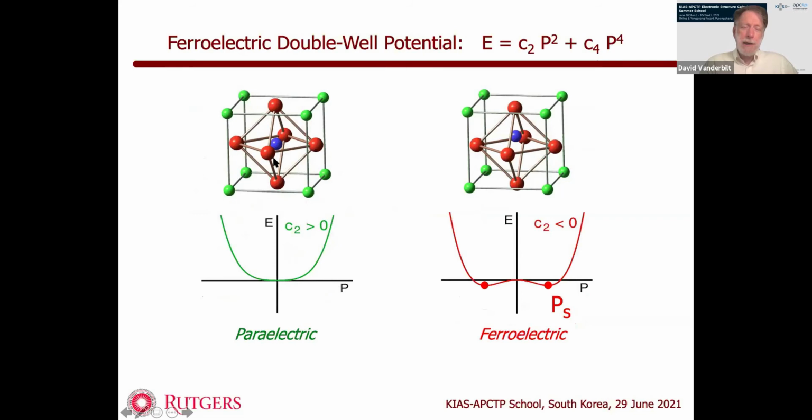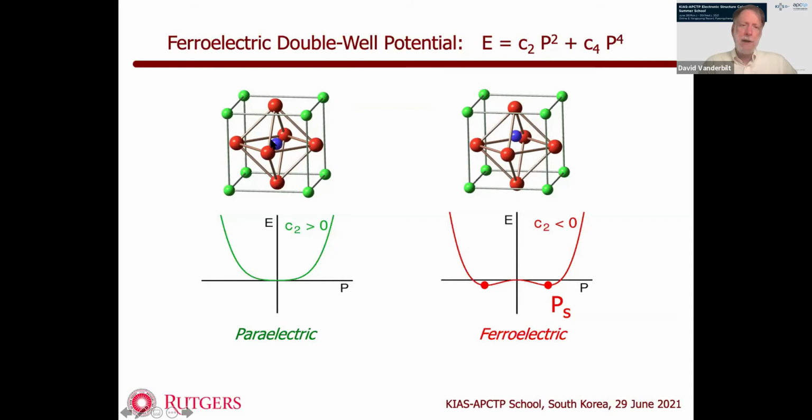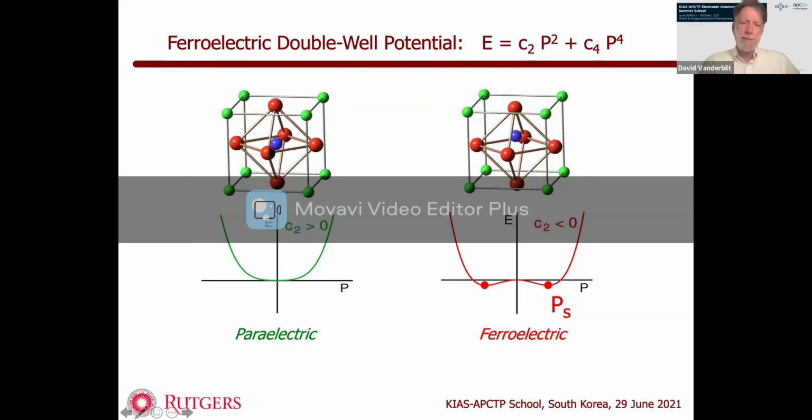And if I plot the energy as a function of that polarization, I have two possibilities. I have a single well potential with a minimum at the origin, and I have a double well potential with the minimum displaced from the center. So if the minimum is at the center, this is a high symmetry, the ground state structure is the simple cubic structure. It has no polarization because it's centrosymmetric, and we call this the paraelectric structure.